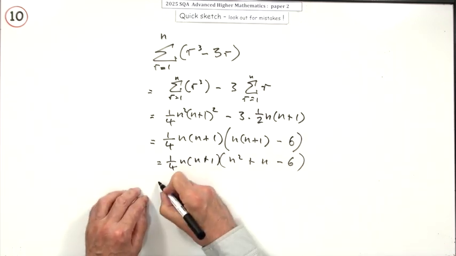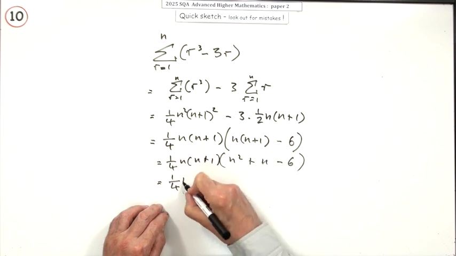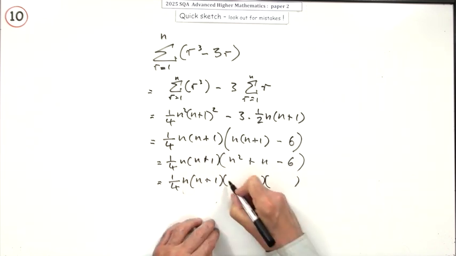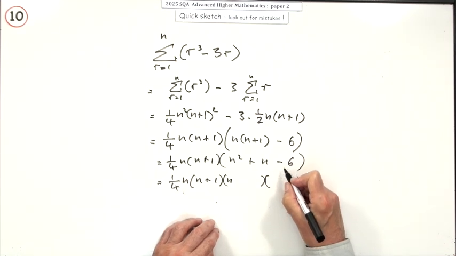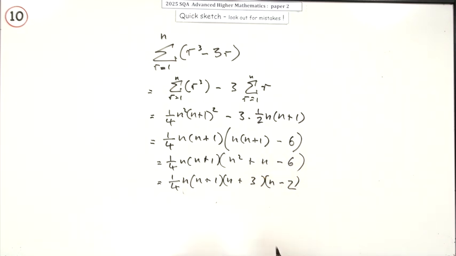Well, there you go, 3 and 2. A quarter of n, n plus 1, and then you've got an n plus 3, n minus 2, whichever way around you want. Plus 3, minus 2. And that's that done.